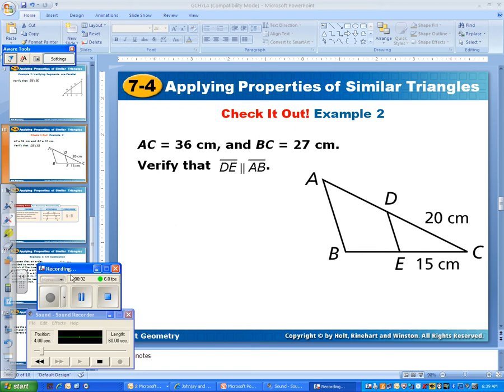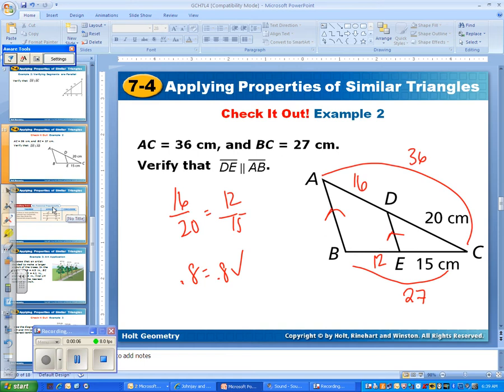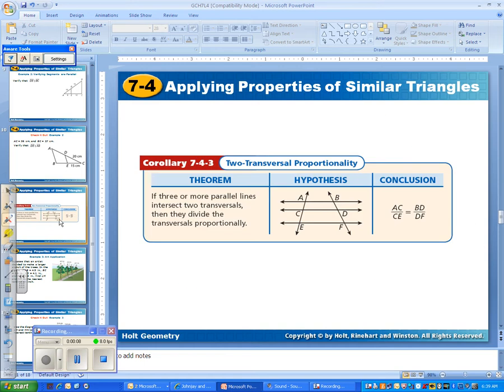Okay, we just talked about the triangle proportionality theorem and the converse of the triangle proportionality theorem. And the last two things that we're going to talk about in this section, one of them is called the transversal proportionality. Transversal. Let's go back to chapter 3 and remind yourself what is a transversal. A transversal is any line that intersects two or more parallel lines.